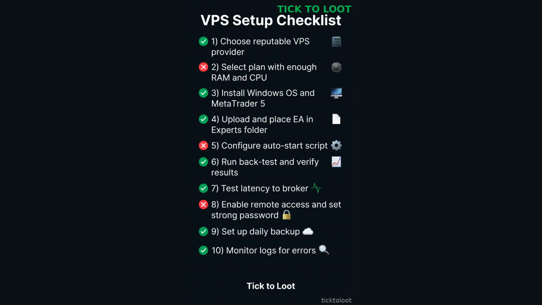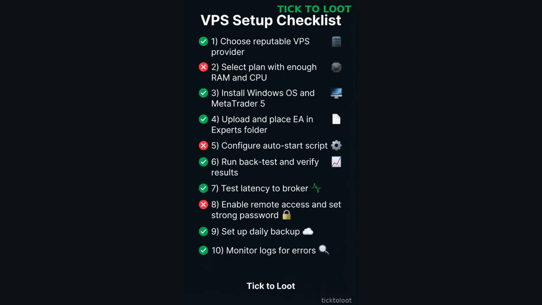Sixth, run a full backtest directly on the VPS to confirm that the EA reads data correctly and that the results match what you saw on your local machine. Seventh, check the latency to your broker by looking at the ping value in the MT5 terminal. You want a ping under 30 milliseconds for reliable execution.